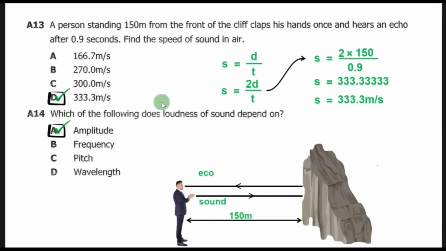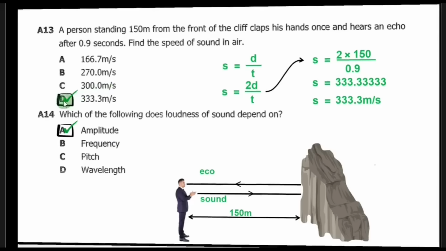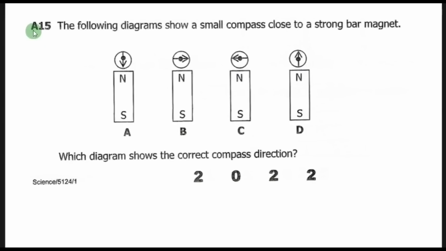Alright, so let's go to question A15. A15 here reads, the following diagrams show a small compass close to a strong bar magnet. So we have these bar magnets here, this one, this one, this one, this one. Then they're saying which diagram shows the correct compass direction?